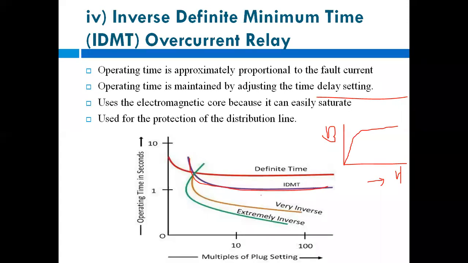Then inverse definite minimum time means inversely proportional, but with some fixed time, meaning that time depends upon your fault current.